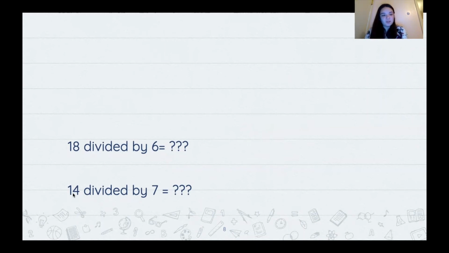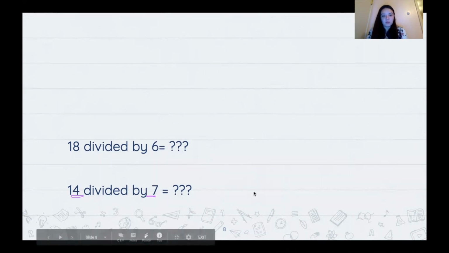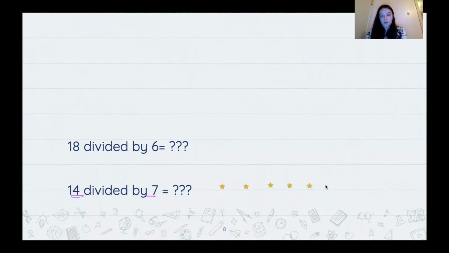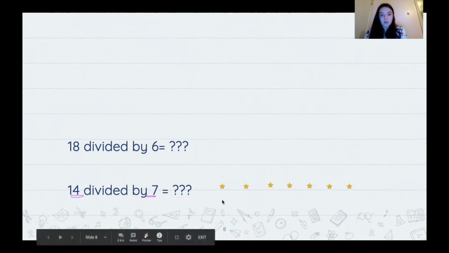I have 14 of something, and I'm going to take it and split it into groups of 7. So I'm going to take my stamp, and I'm going to do it right here. So I'm going to make 7 groups first. 1, 2, 3, 4, 5, 6, 7. Now I'm going to keep counting until I hit 14. So that's 7, 8, 9, 10, 11, 12, 13, 14.